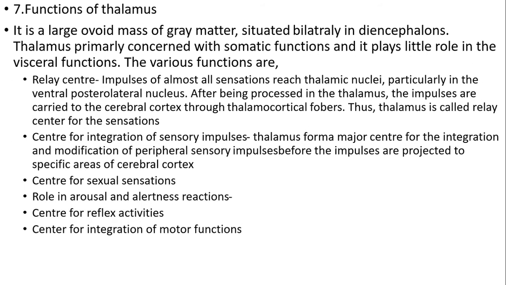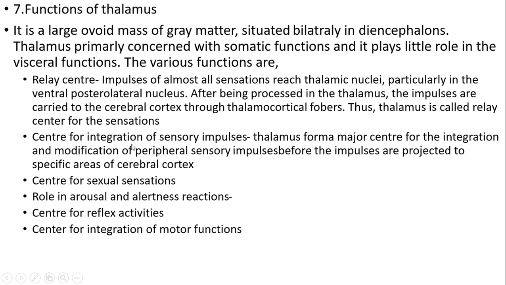Functions of thalamus. It is a large ovoid mass of grey matter situated bilaterally. Thalamus, primarily concerned with somatic function, is also associated with many visceral roles. They are: first one, it is a relay center. Impulses of almost all sensations reach thalamic nuclei, particularly the ventral posterolateral nucleus. After being processed in the thalamus, the impulses are carried to the cerebral cortex by the thalamocortical fibers. Thus, thalamus is called relay center for sensations.